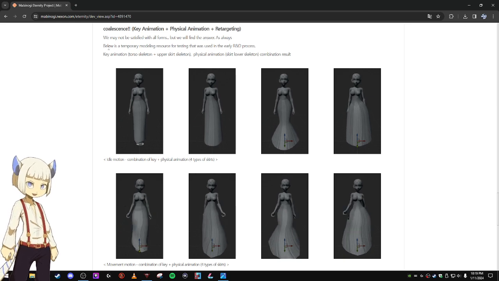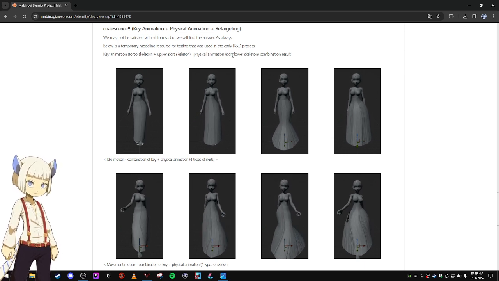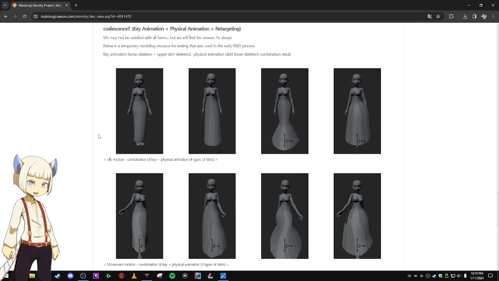As always, below is a temporary modeling resource for testing that was used in the early R&D process. Key animation, torso skeleton plus upper skirt skeleton, physical animation, skirt lower skeleton, combination result. So here you can see those images.